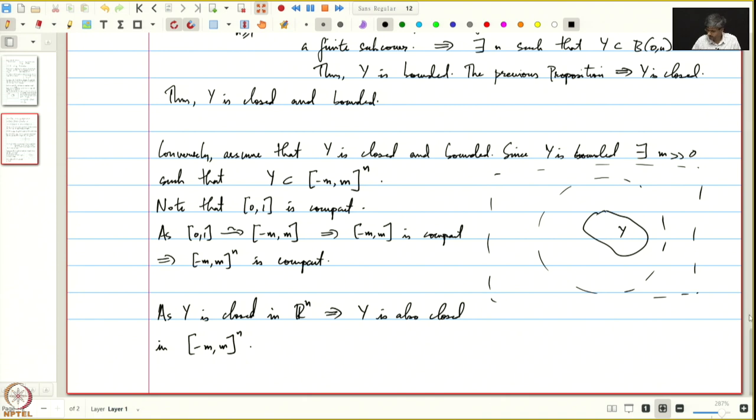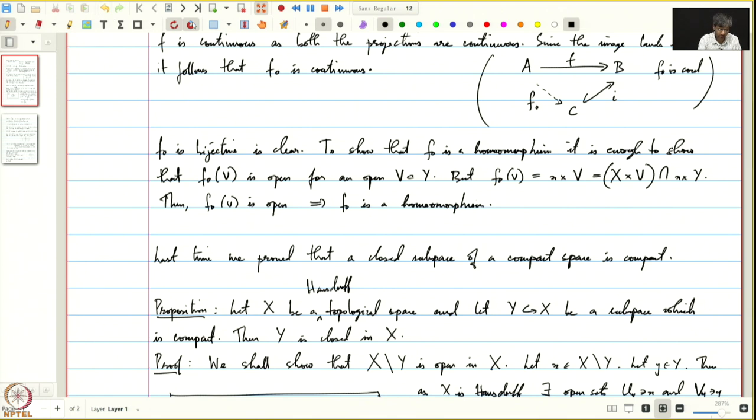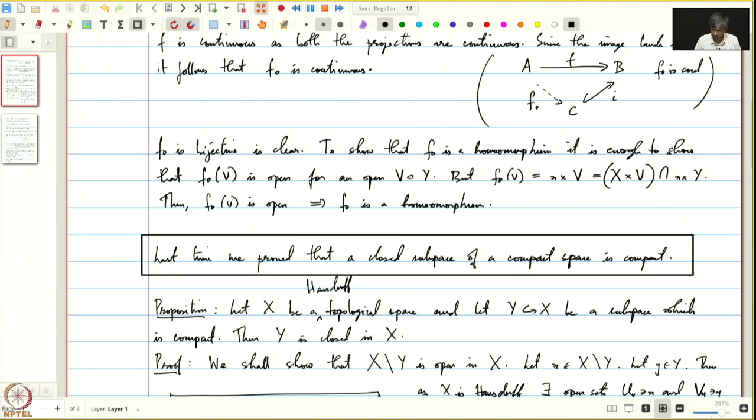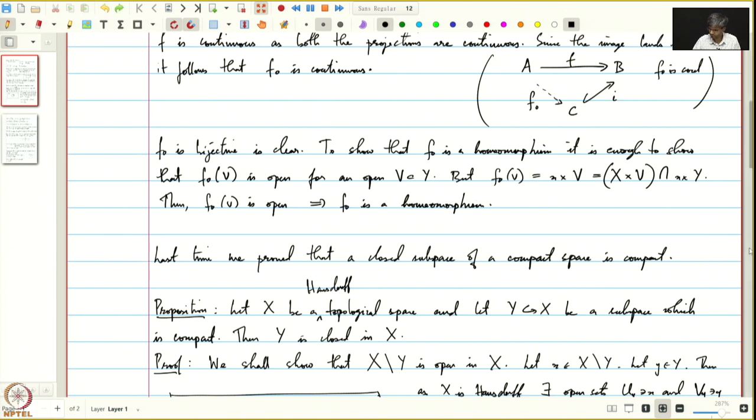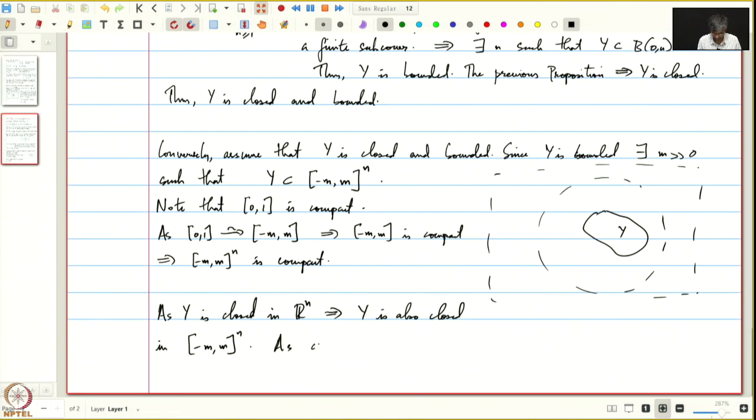And by what we proved in the previous lecture, we proved that a closed subspace of a compact space is compact. So using that, as Y is a closed subspace of a compact space, which is compact, this implies Y is compact. So this completes the proof of the theorem.